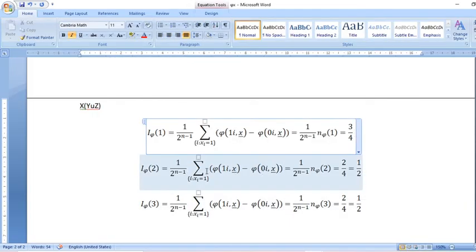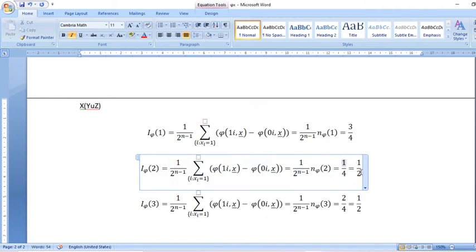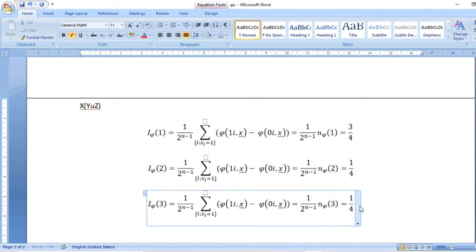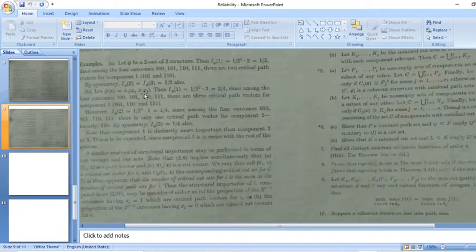So what will be the importance of component number 2? 1 by 4. Symmetrically, since 2 and 3 are symmetric, we can consider the same argument for the identification of structural importance. So this is the example of the X into Y union Z system. This system. Okay, so we have obtained.